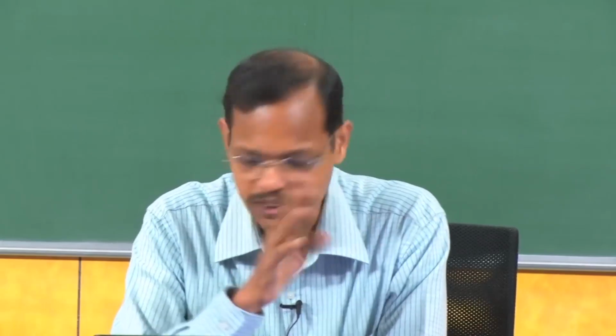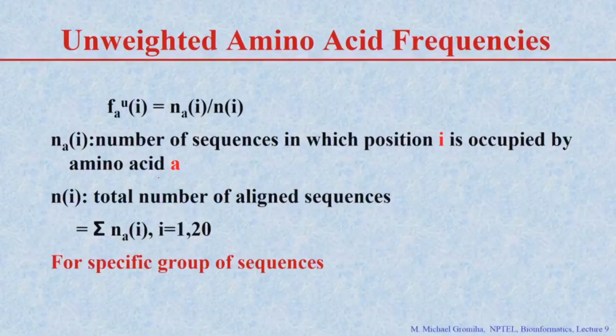Pi matrix or Blossom matrix. You can see and you put proper weightage and see which one is highly conserved, which position is highly conserved. So, I will explain the steps one by one. Okay. First we go with the unweighted amino acid frequencies.